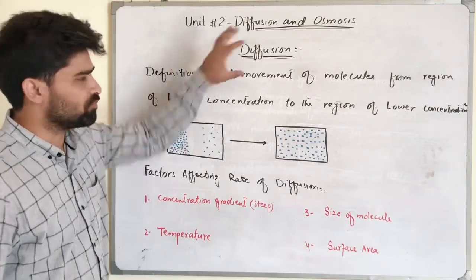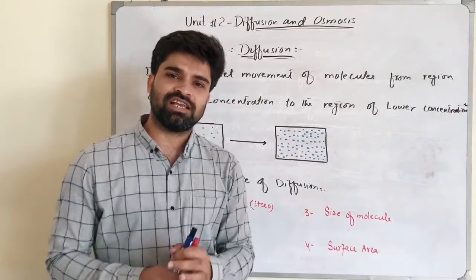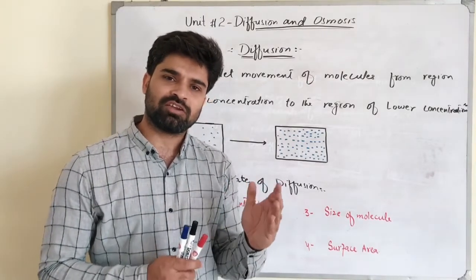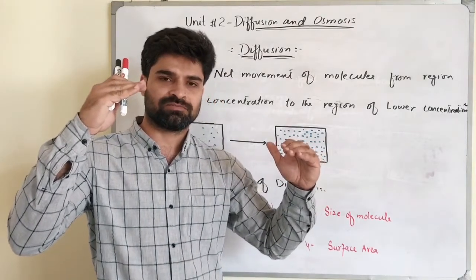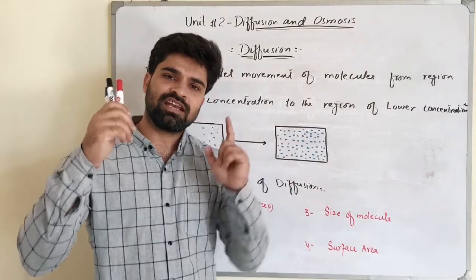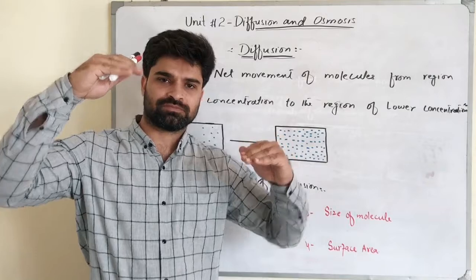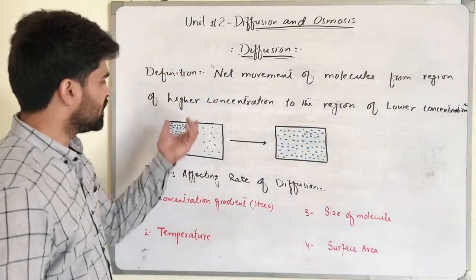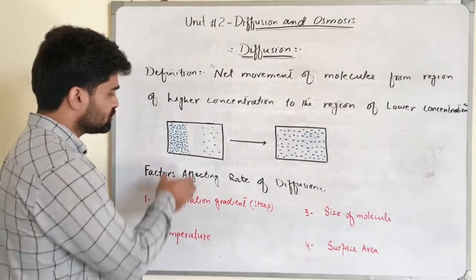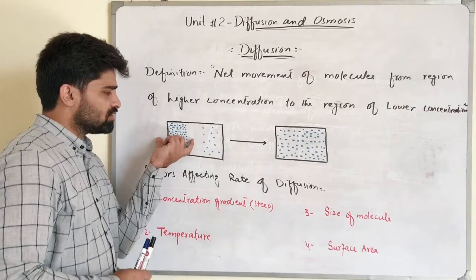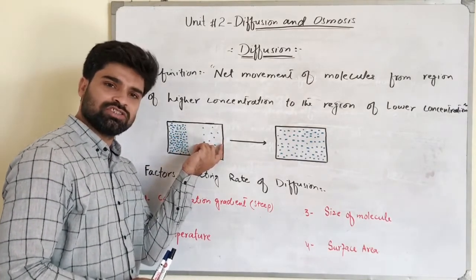I'll start with the definition of diffusion. Diffusion is basically the net movement of molecules from a region of higher concentration to a region of lower concentration. Remember students, it is the net movement of molecules from higher concentration to lower concentration. As we can see in this picture, there are molecules shown with the blue marker. Here you can see the higher concentration of the molecules, and here you can see the lower concentration of the molecules.